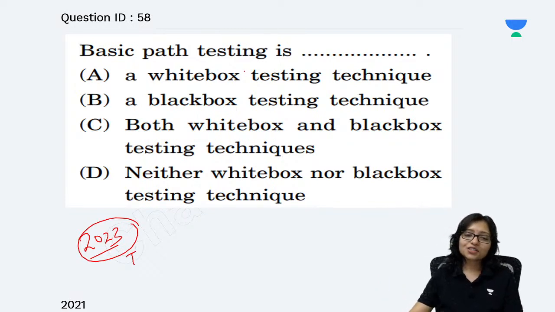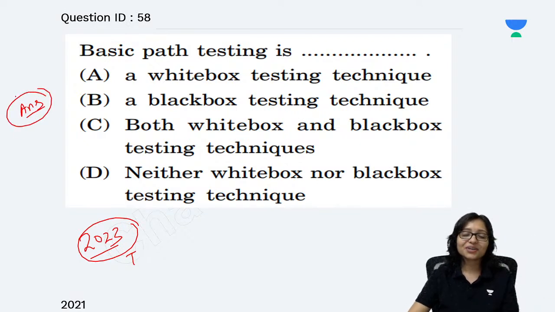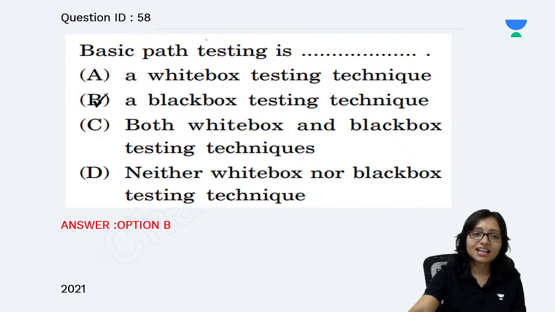Got it? Yes, the questions are confusing, definitely. More confusing are the official answer keys. The questions being confusing is okay, but the official answer keys are more confusing. Now do this basic path testing. Basic path testing answers are coming.